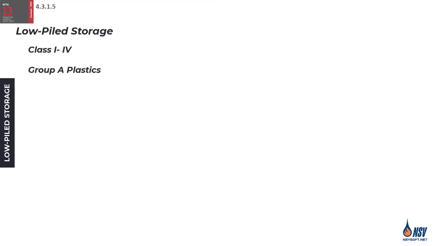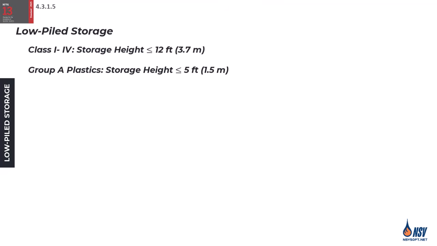The defining characteristic of low-piled is the maximum allowable storage height, and this limit changes depending on exactly what we are storing. If we are storing Class 1 through Class 4 commodities, our low-piled storage height cannot exceed 12 feet or 3.7 meters. However, if our commodity consists of Group A plastics, NFPA 13 restricts our maximum storage height to just 5 feet or 1.5 meters. Understanding these specific height limits based on our commodity classification is essential for properly classifying our storage space and ensuring our sprinkler system is designed to handle the hazard.